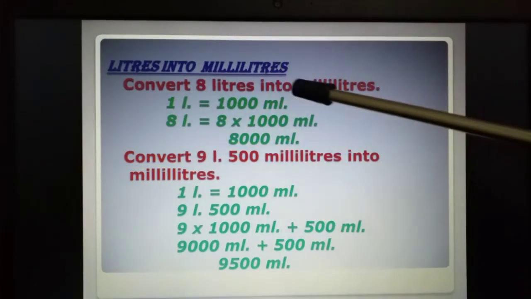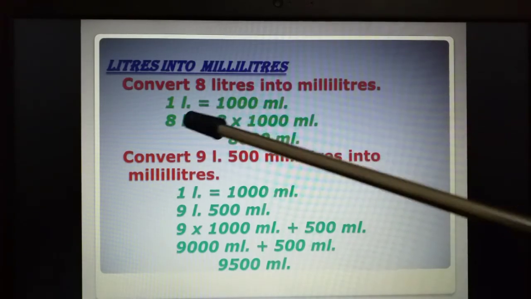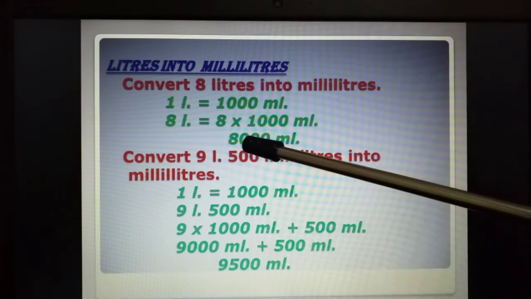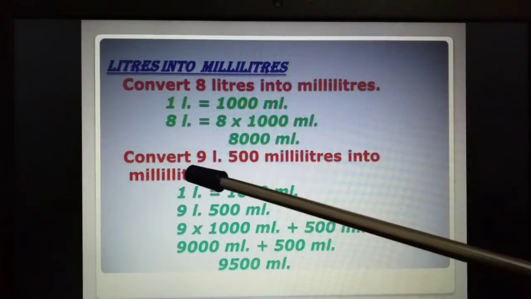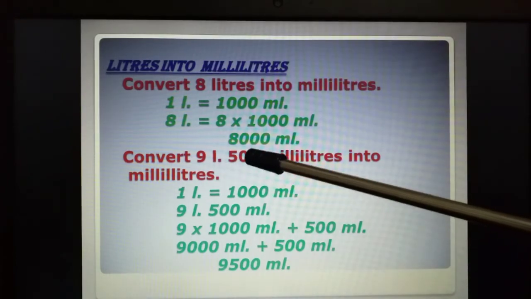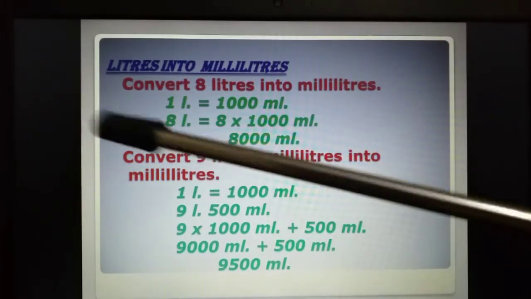Okay, now the question is convert 8 liters into milliliters. As we know, 1 liter is equal to 1000 milliliters. So 8 liters is equal to 8 into 1000 milliliters, that means 8000 milliliters.